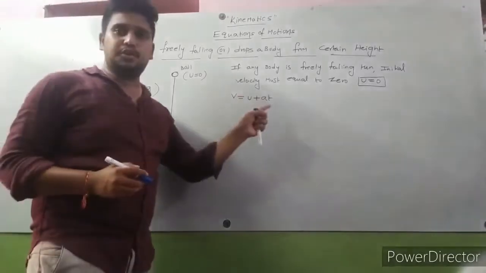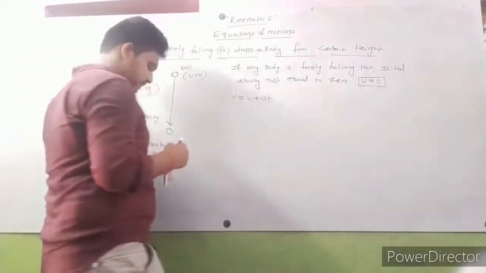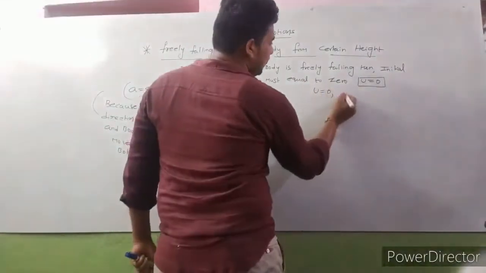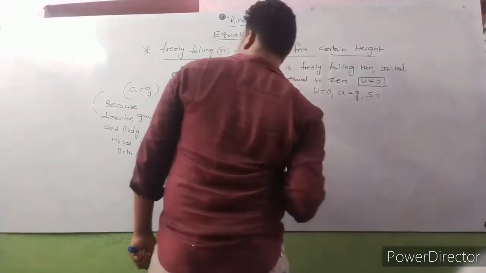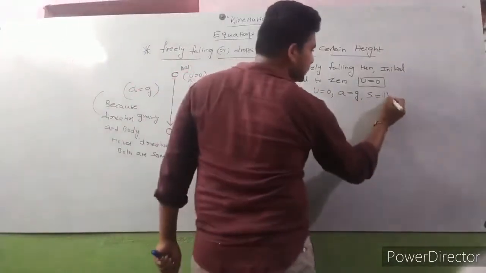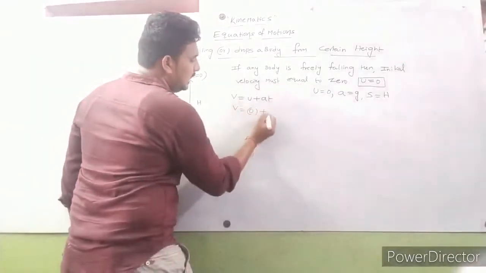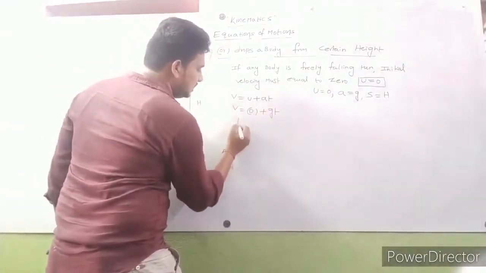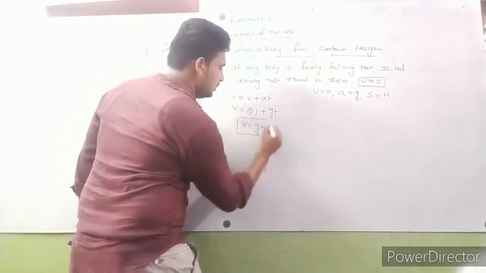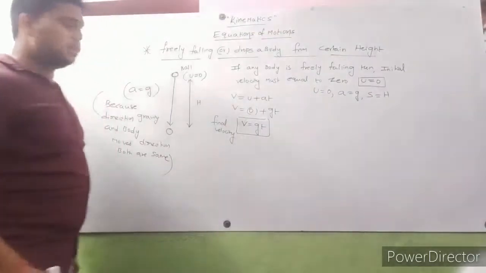Right, v is equal to u plus at here. So from this, v value we don't know. Here u value is 0, a value is g, and s value, I consider this distance as h. So from this, v is v only, u is 0, and a is g, into t. So from this, final velocity v is equal to gt.